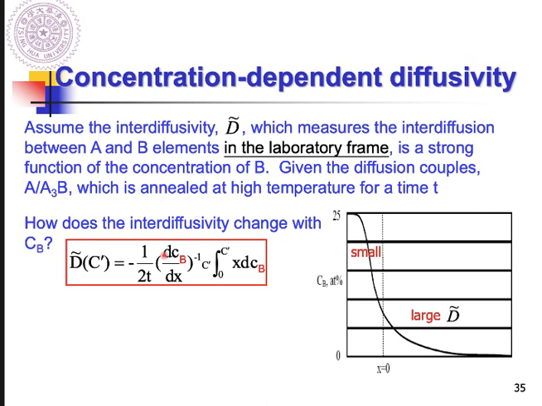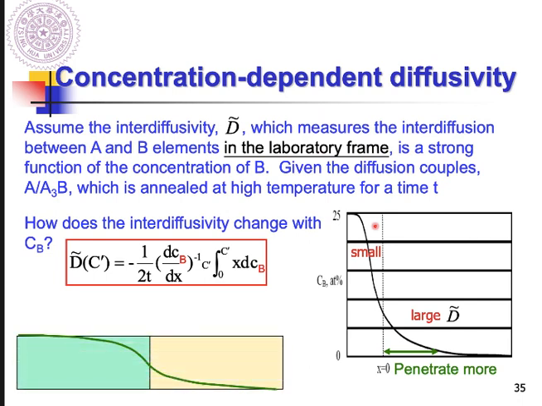And the other important part is when you take a look at this profile, at lower concentration, at the low CB region, because it has a larger diffusivity, you can observe the B atoms penetrate more compared to the high CB region. Okay, so the result is consistent with what we derived.